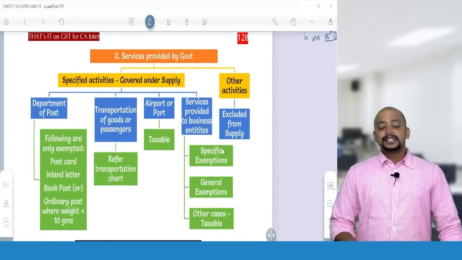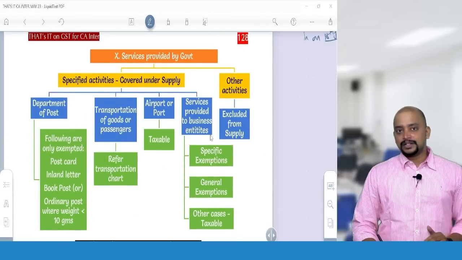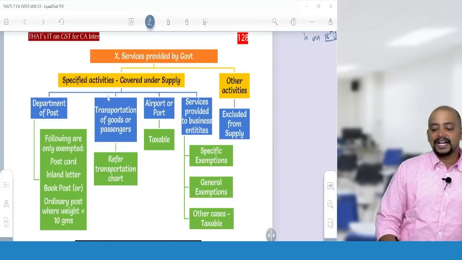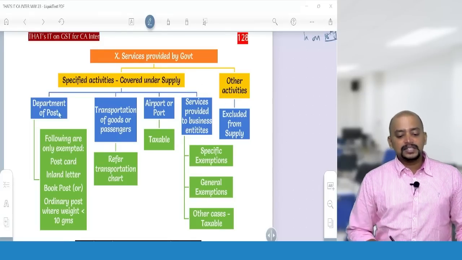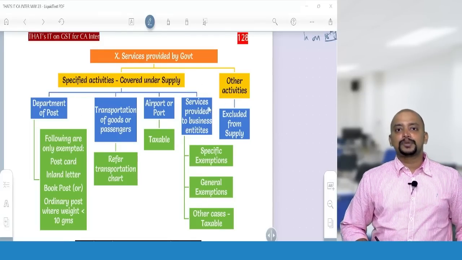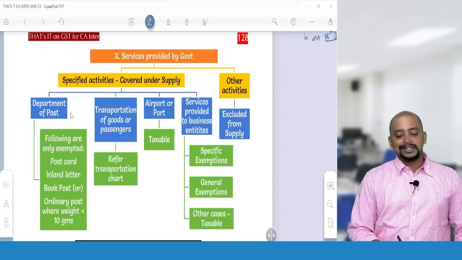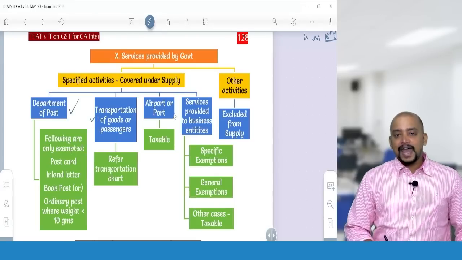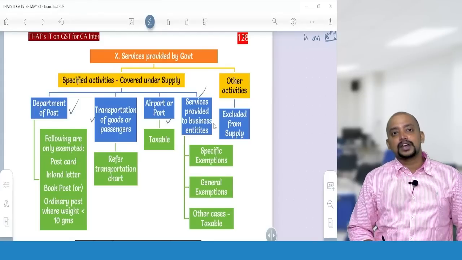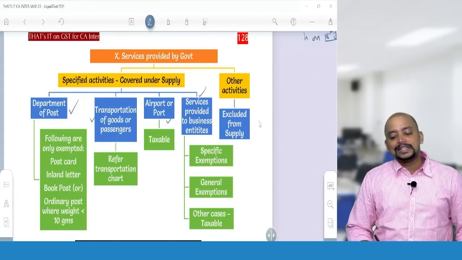Then services provided by government. We have some specified activities and other activities. These are the 4 specified activities with respect to service provided by government: Department of Post, transportation of goods or passengers, airport or port service, and services to business entities. These 4 activities are only covered under supply, and all other activities of government will be excluded from supply.